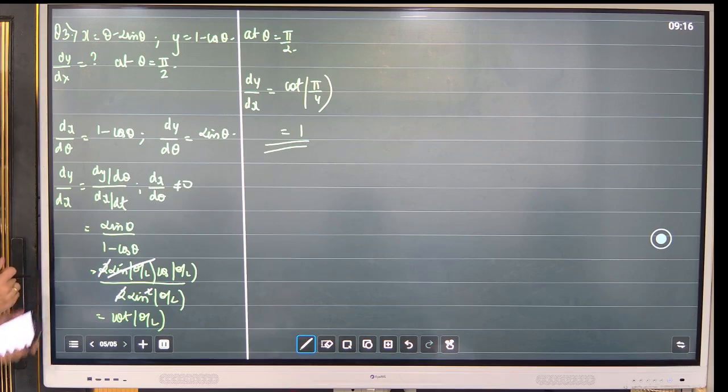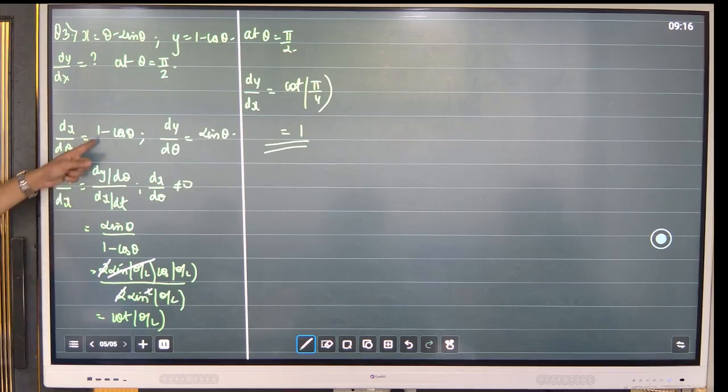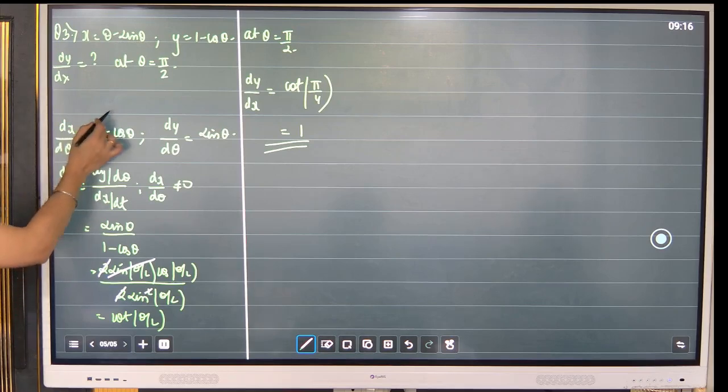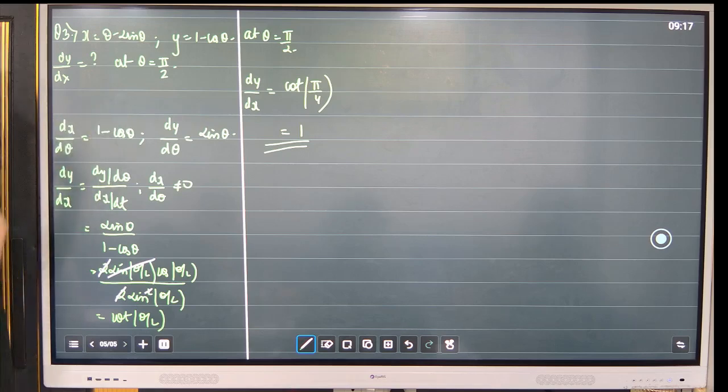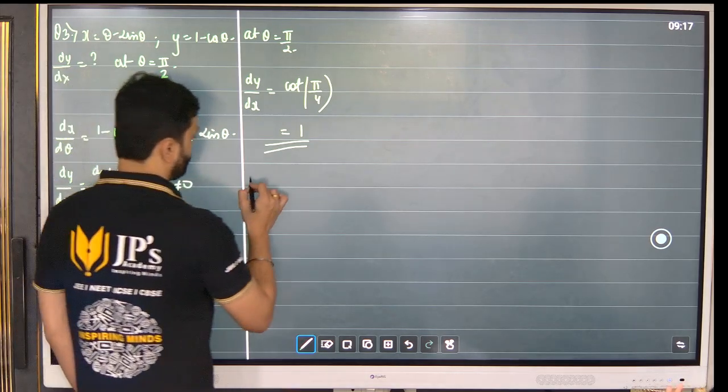How did you do that again? Wasn't it theta minus sin theta? I didn't understand. You just differentiated it now. Yeah. Simply. What is the derivative of theta with respect to theta? Okay, you're differentiating with respect to theta, not x. Both you're differentiating because it's a parametric function. Okay.